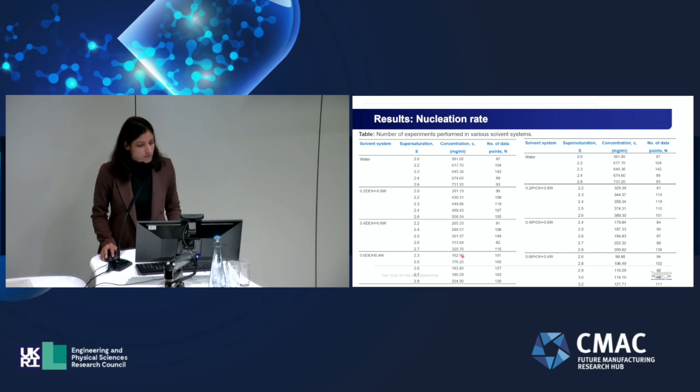Then these are the number of experiments performed for the nucleation rate analysis, and the solvent systems considered were water, then binary solvent system of water-ethanol with increasing concentration of ethanol 0.2, 0.4, and 0.6 in mole fraction, and similarly water-isopropanol binary solvent system, with increasing concentration of isopropanol 0.2, 0.4, and 0.6. And these are the supersaturations considered for each solvent system and corresponding concentration, and the number of induction time data points collected for each solvent system.